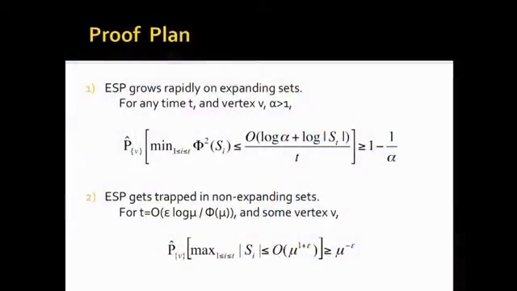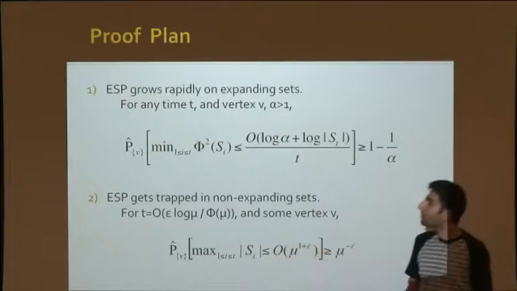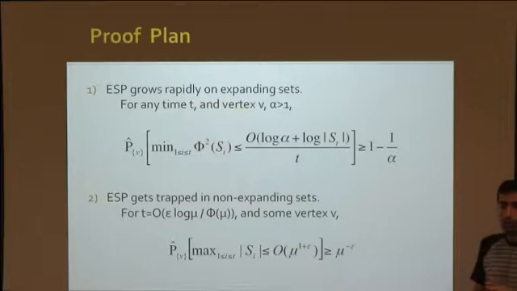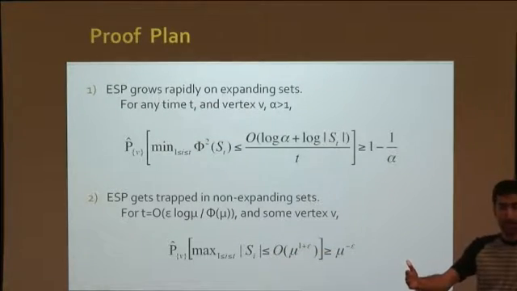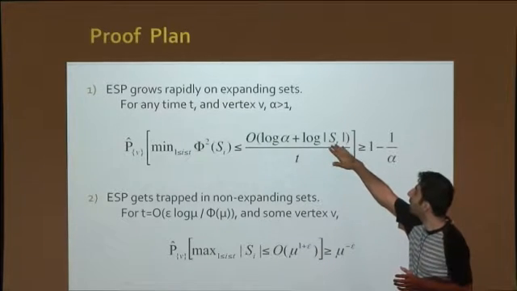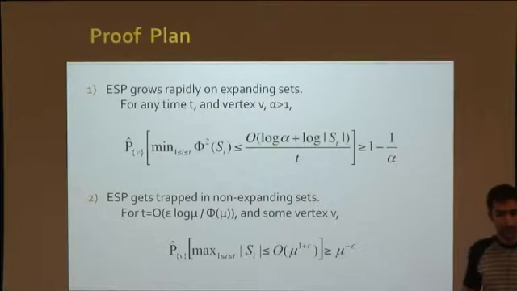Okay. So let me now tell you how we can make this quantitative. We're going to prove the following two statements, and I'm going to show you that this is sufficient for a proof. The first one is the following. We're going to show that for any time t, if you start the process from any vertex v, the minimum of the expansion squared of all the sets in the path is at most order of log of st over t with high probability.